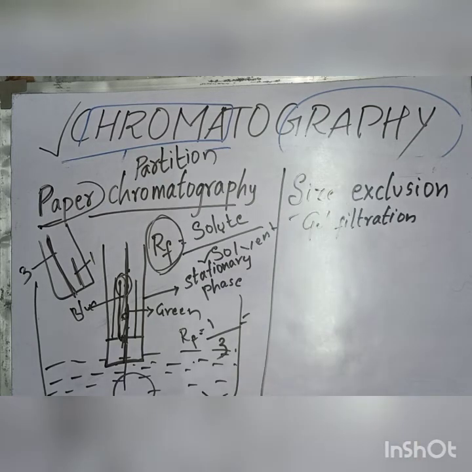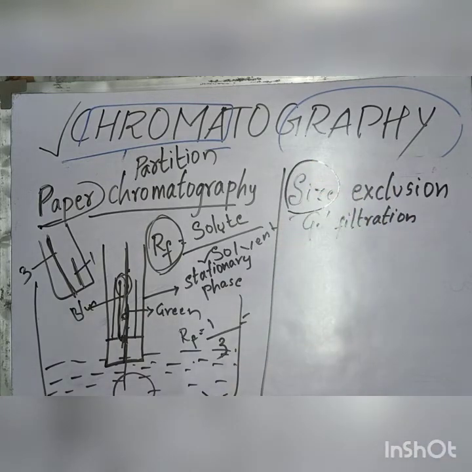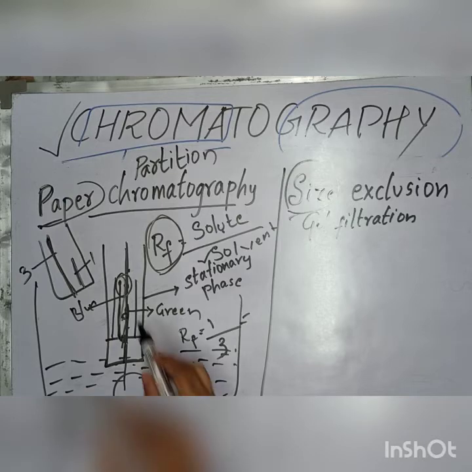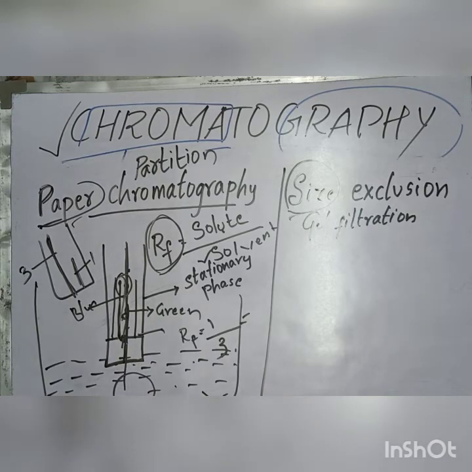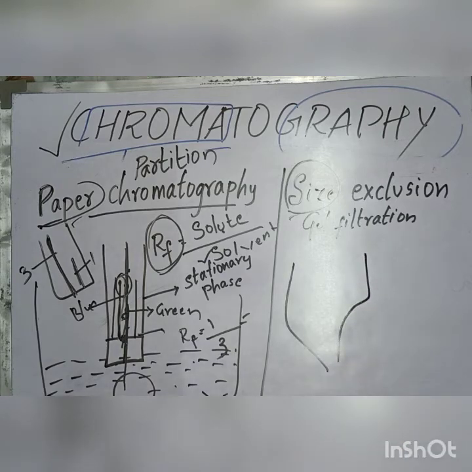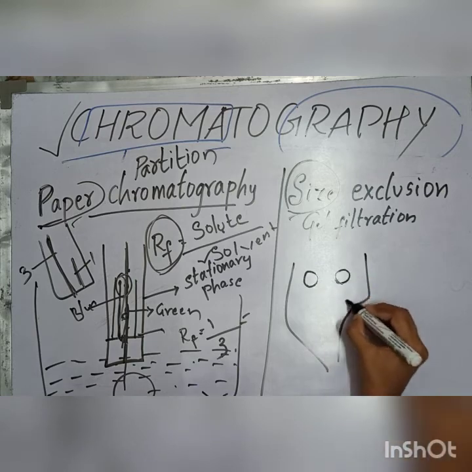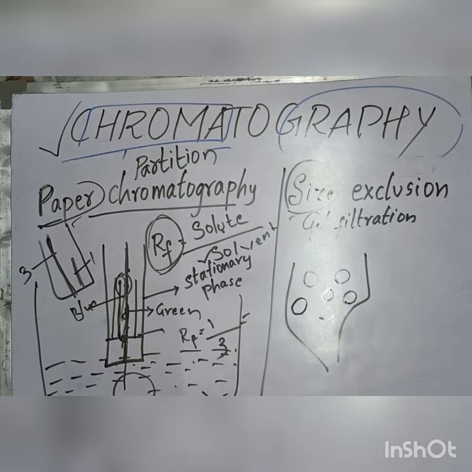And while moving to the next one, size exclusion or gel filtration, by seeing the name we can identify, here the components are separated based on their size and weight. In the earlier methods, the components are separated based on their adsorption on the stationary phase or solubility in the solvent and the stationary phase. So in size exclusion or gel filtration chromatography, again one column will be taken, right? This column will be filled with semi-permeable gel beads. Semi-permeable means which allows only certain substances.